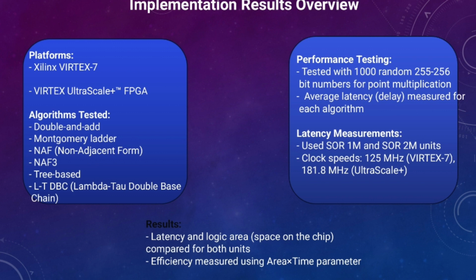Next is the implementation results overview. First is the platform and second is performance testing. In performance testing, we tested with 1000 random 255 to 256-bit numbers for point multiplication. Average latency was measured for each algorithm. Latency measurement used the SOR1M and SOR2M units. Clock speeds are 125 MHz to 181.8 MHz. The results are latency and logic area compared for both units. Efficiency is measured using the area times time parameter.